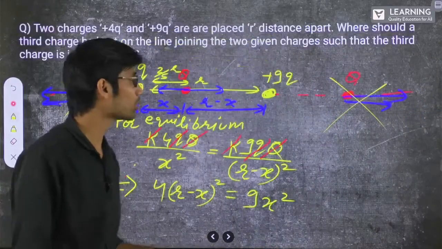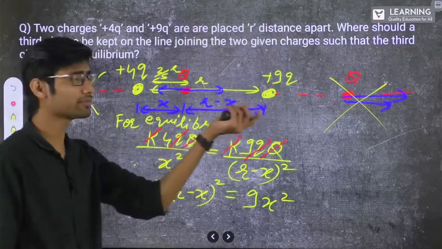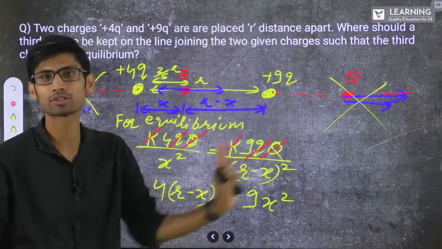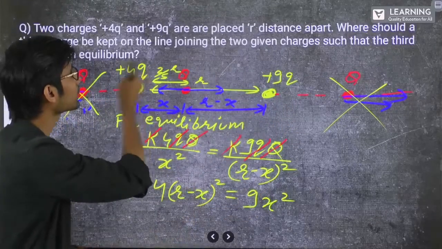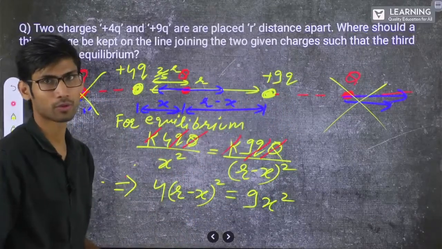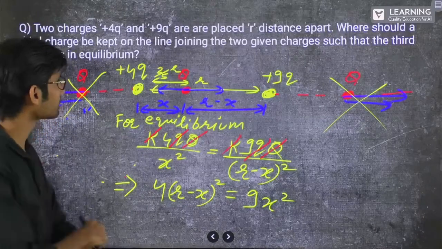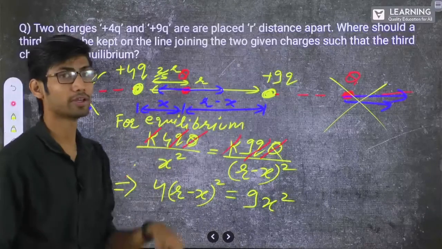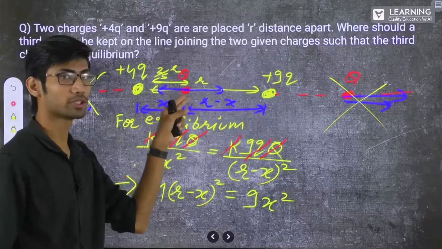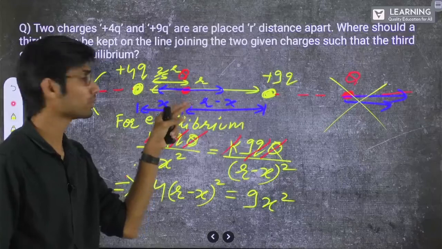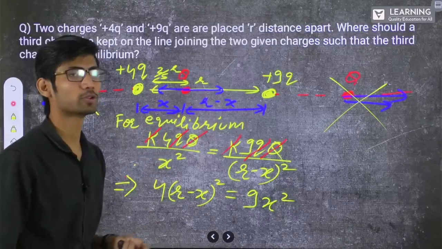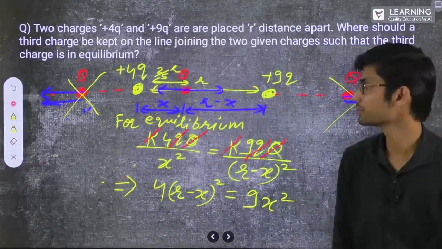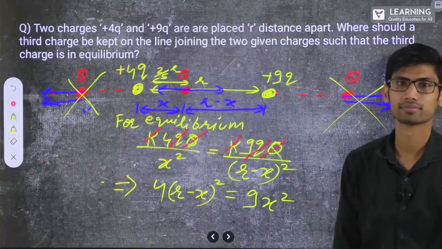First, what we did, from common sense, from logic, we just tried to find out whether the charge will be here, here or here. There are only 3 possibilities because they've already told us it is along the line joining the charges. Now from common sense we found out the charge can be here. Then for the net force to be 0, the magnitude of the forces should be the same. That's what we did. Let's go further.